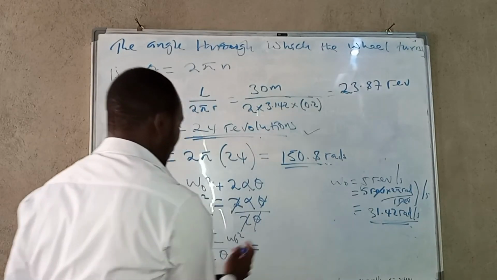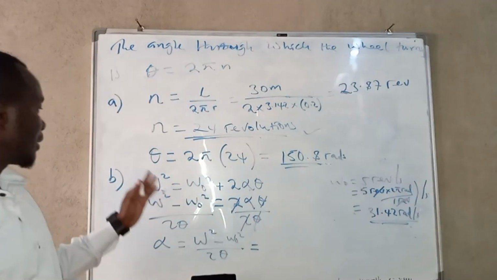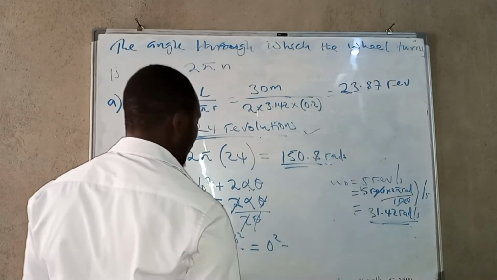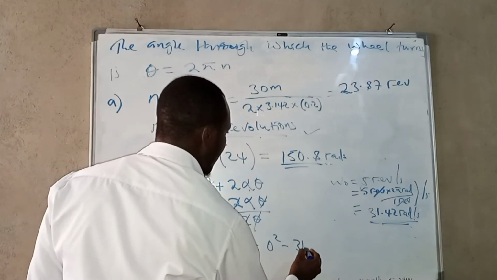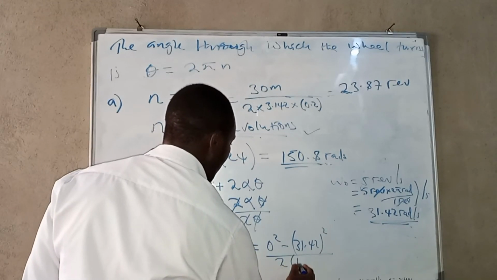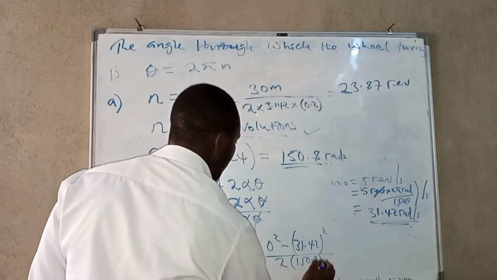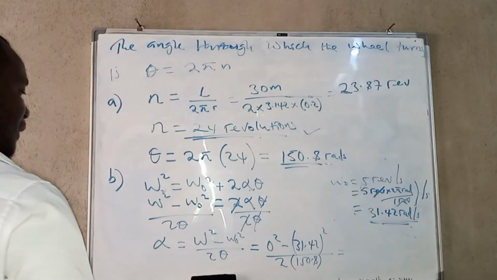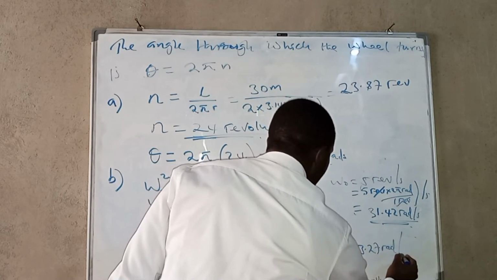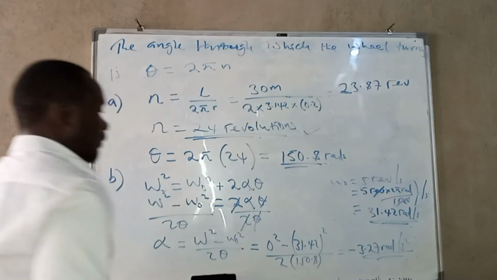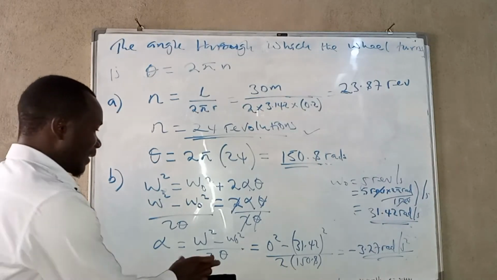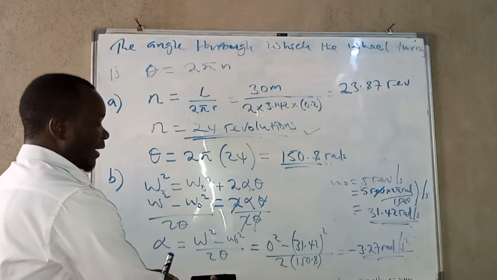So plugging in this one here, when it comes to rest, the final is 0, minus 31.42 squared, over 2 theta, 150.8. What we are going to get is negative 3.27 radians per second squared. So this is the deceleration that we are going to get after putting in all the necessary values.